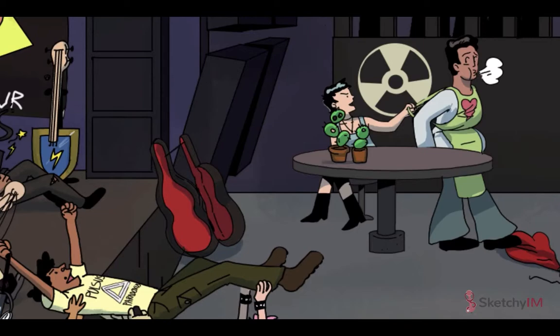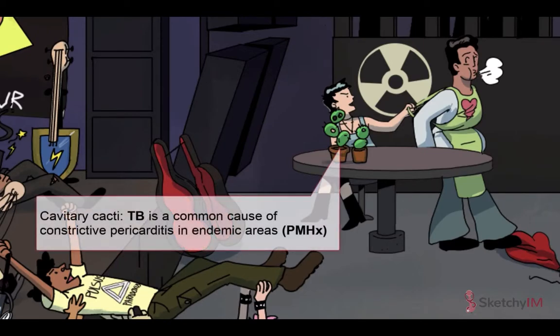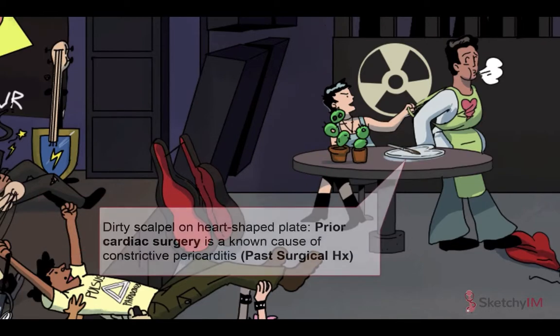Another cause that's often asked about on the exam is TB, represented by our recurring sketchy symbol, the cavitary cacti. When TB causes acute pericarditis, an admittedly rare phenomenon even in endemic areas, it frequently tends to evolve into constrictive pericarditis. Lastly, don't forget about heart surgery. Prior cardiac surgery is a commonly identified cause of constrictive pericarditis, hence this dirty scalpel resting on that heart-shaped plate.